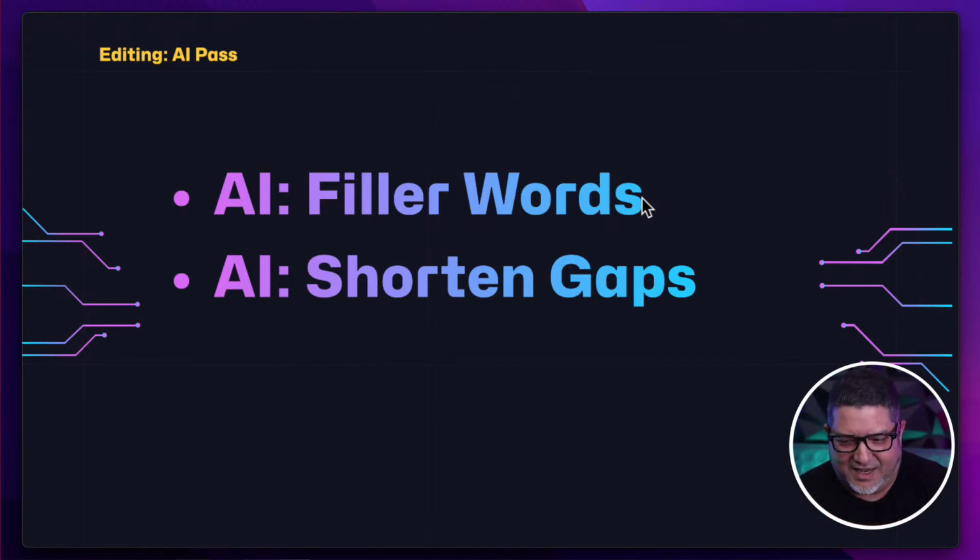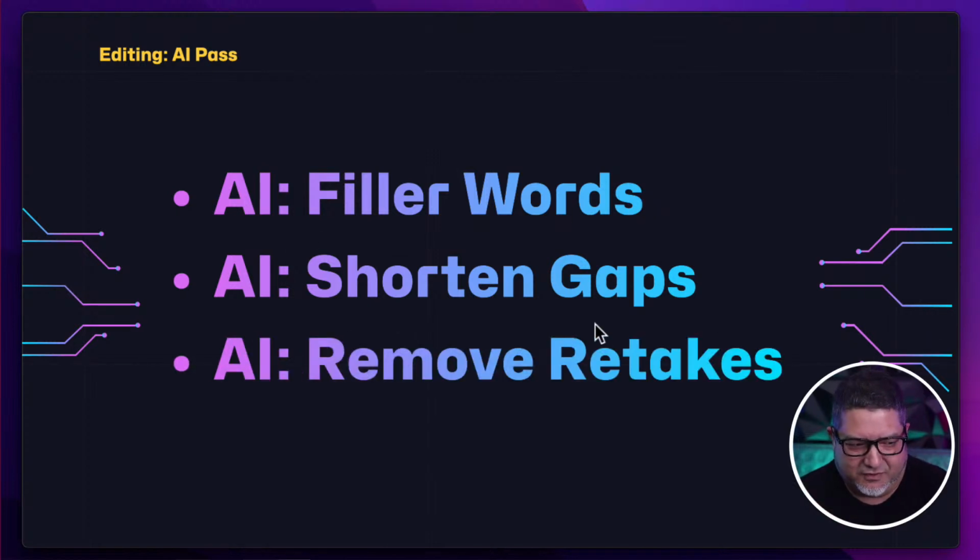So you can have the AI automatically find all the places where there's no talking, highlight them, and then you can very quickly go through them, and you can either delete them all, or you can just go through them and delete them one by one. So that's pretty powerful. The other AI feature that I love is this new one called remove retakes.